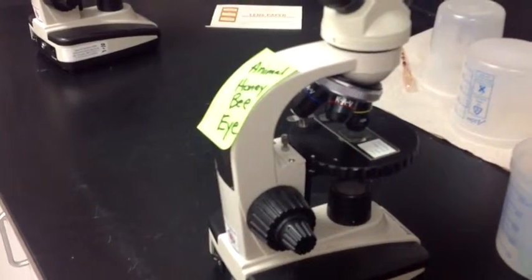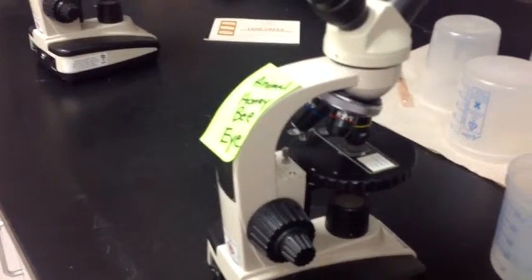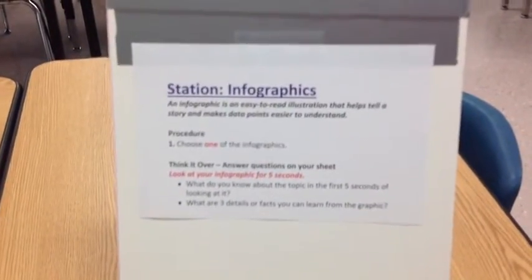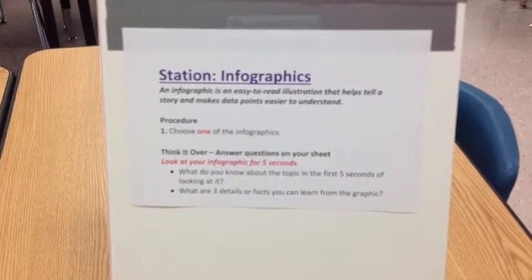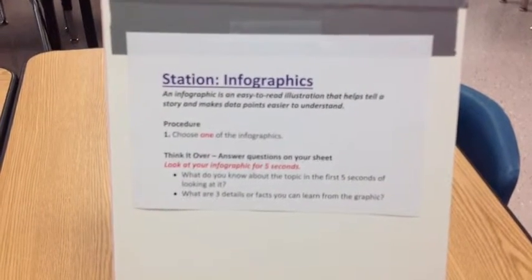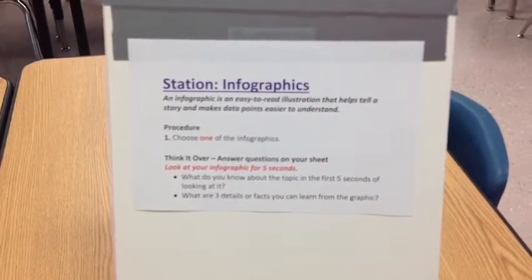Ask for help if you need help. Moving on to the next station. This next station is over here at table number 5, and this station is called infographics. So infographics are easy to read illustrations that tell a story and make data points easier to understand.